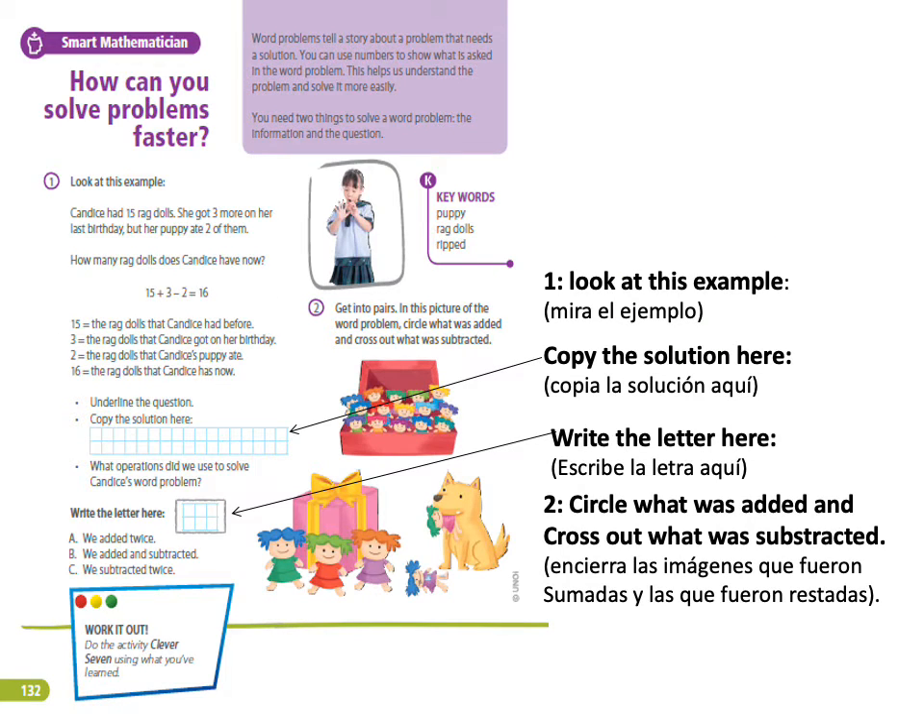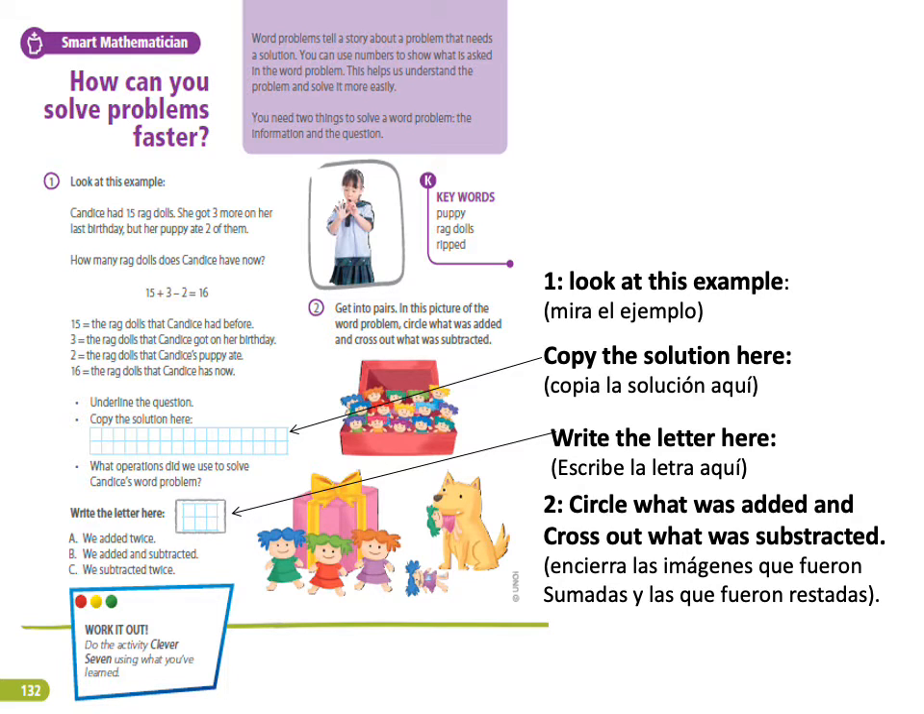Page 132. Smart Mathematicians. The title says, how can you solve problems faster? Word problems tell a story about a problem that needs a solution. You can use numbers to show what is asked in the word problem. These help us understand the problem and solve it more easily. You need two things to solve a word problem: the information and the question.